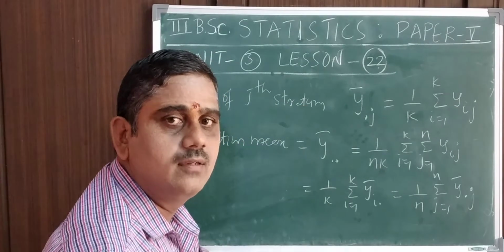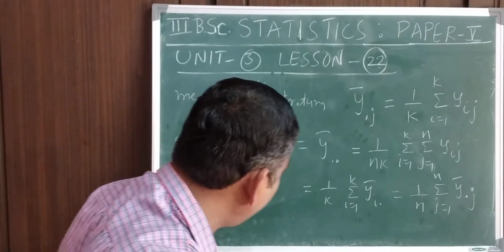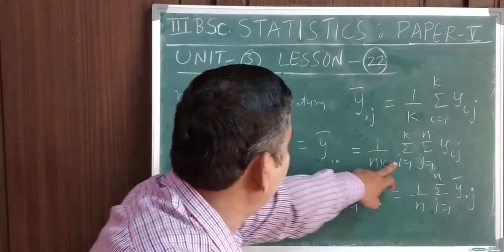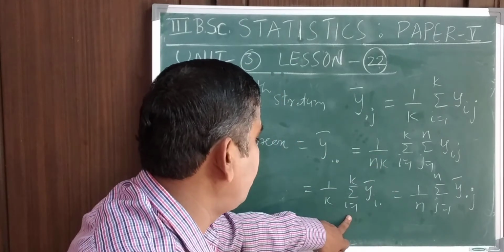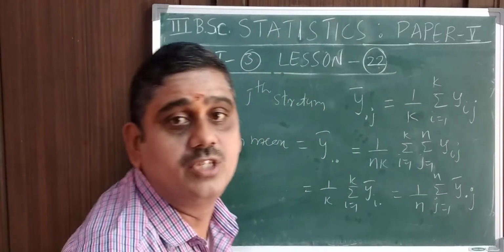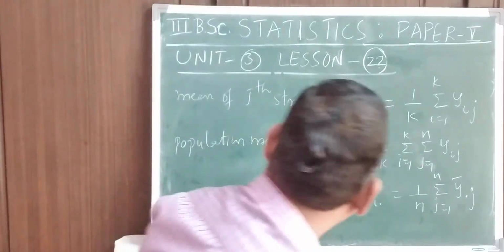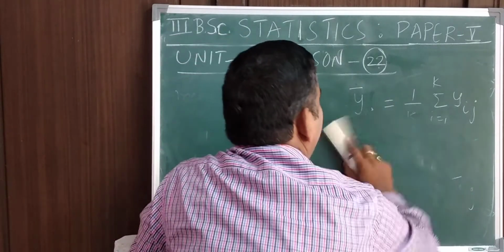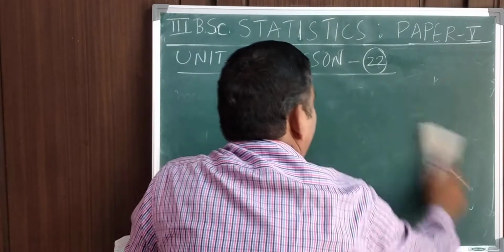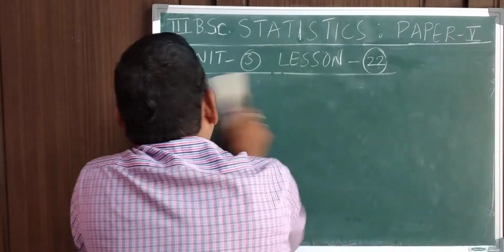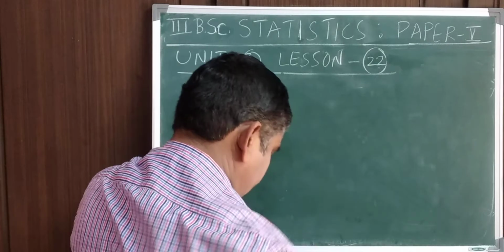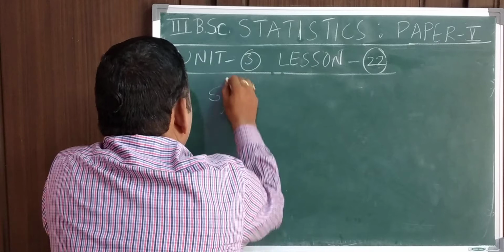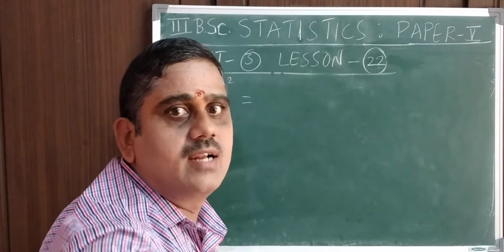Have you understood? So these are the first two fundamental formulas, and you can express in this fashion as well. Y bar dot dot, the original formula is this. We can express it in terms of y bar i dot, in terms of y bar dot j. Okay. Now we write the formula of mean square, population mean square. What is the population mean square of the jth stratum? S_j square. It is going to be considered. That is, there we consider S_i square.